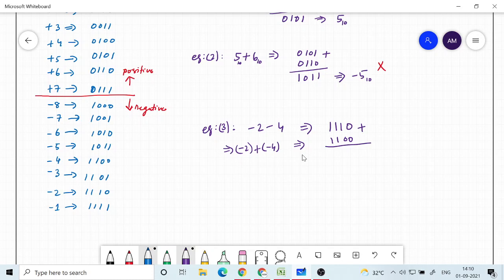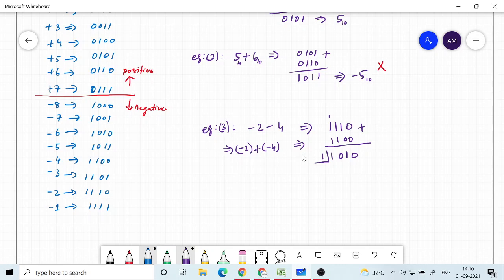So add them. 0 plus 0 is 0, 1 plus 1 is 0 with a carry 1, and then 1 plus 1 plus 1, you have 1 with a carry 1. Now if you look at whether the result is correct, we got the 4 bits, there is a carry also, and then 1 0 1 0.